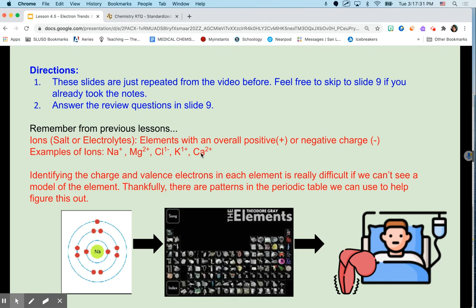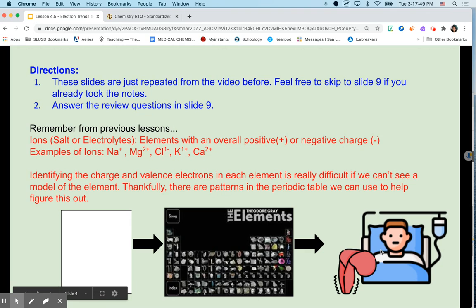So currently, we only can tell whether a patient has too much or too little of certain ions based off of their symptoms. And if you notice, the symptoms are very similar to each other. So it's kind of hard to figure out for sure which ion you have too much or too little of unless you have a more accurate test.